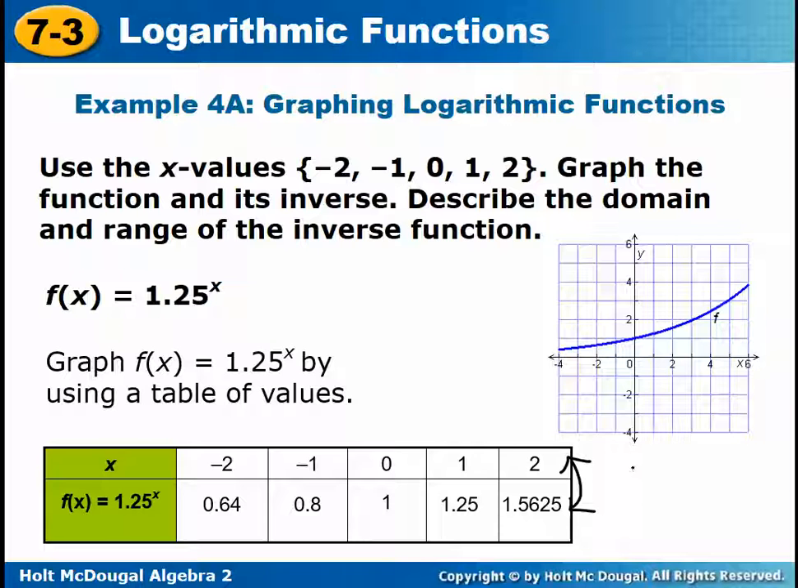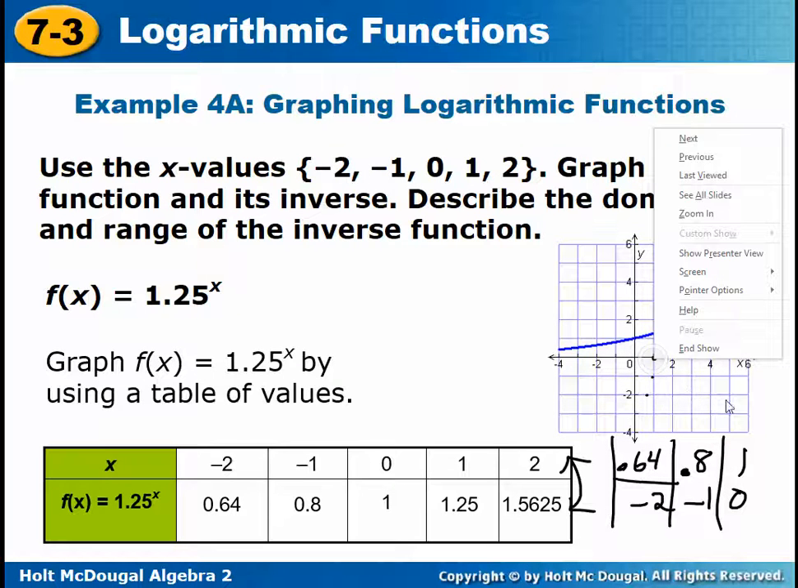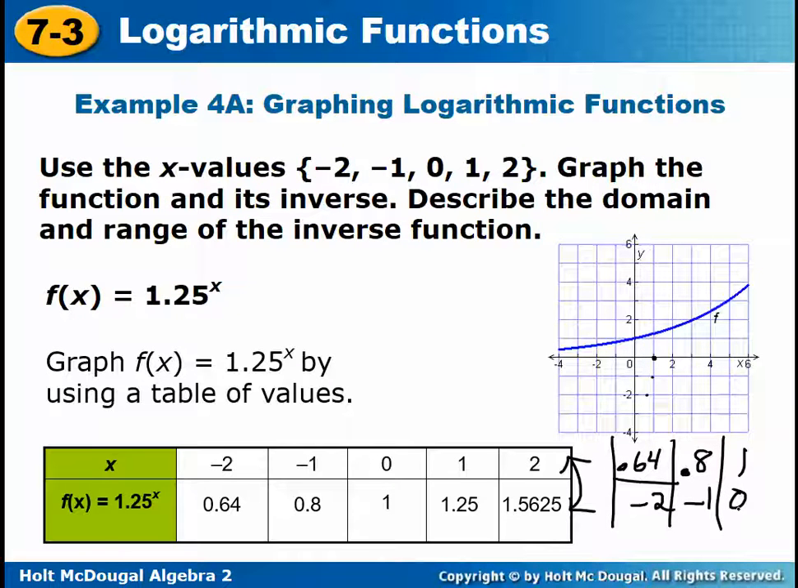The inverse will have the point x would be 0.64 and y would be -2 as one of my points. So 0.64 is about here, -2 is about here. And then my next point would be at 0.8 and -1. Hey, my point erased. 0.64 and -2. And then I would be at 0.8 and -1, and then I would be at 1 and 0. There's a nice point. So at 1, I'm at 0. And you can see that it's going to kind of go this way. It's going to kind of curve up.